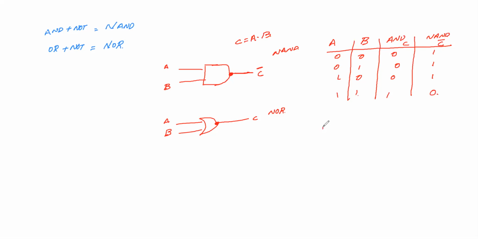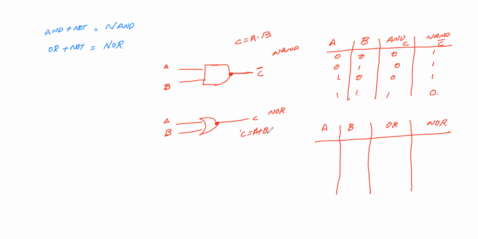Let's see for the NOR. It is A, B, OR, and NOR. The equation is C is equal to A plus B, and when you take the NOT gate, it is C dash. You can say C dash or C bar. So C dash is equal to A plus B bar, and here C dash, or C bar, is equal to A dot B bar. Let's take the relation like this. These are your equations.